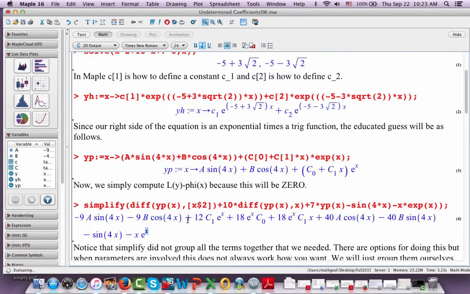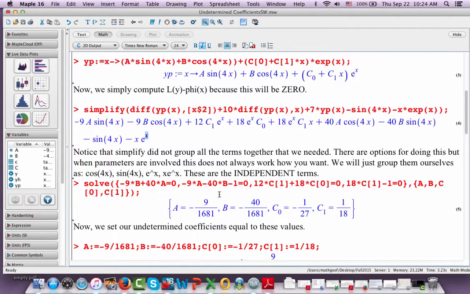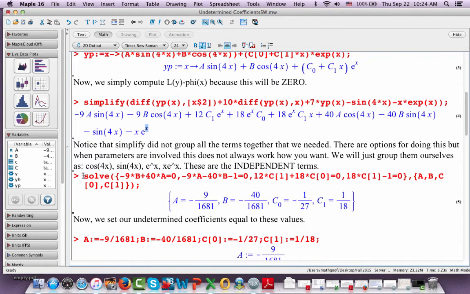So there are 4 types of terms that haven't been grouped all together. There's a sine 4x term, a cosine 4x term, an e to the x term, and an x times e to the x term. And those are the 4 different terms, and that's why we had 4 constants, a, b, c0, and c1, because we need 4 equations and 4 unknowns. So we have to set all this equal to 0, which means we have to do some grouping on our own. So I'm just saying solve.